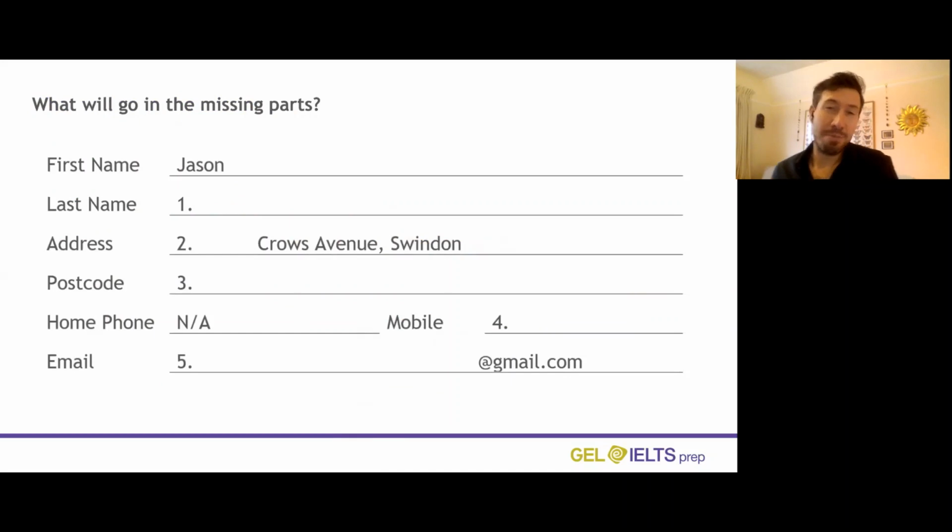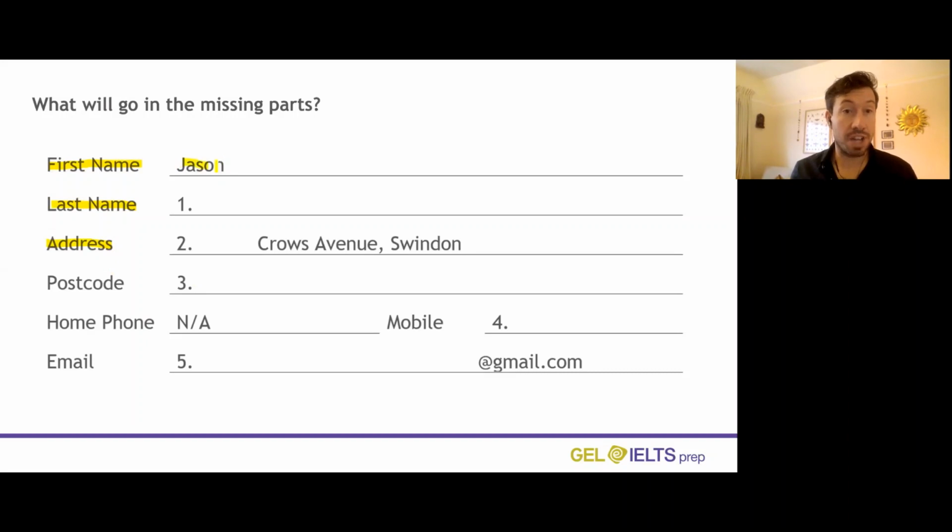So let's have a bit of practice with what we were just talking about there. Well, first, we said we need to look for the key words. And here we have a form. And we need to think, what are the key words here? Well, okay, we've got stuff like first name, last name, address. So it's clear what we're going to need in those places.